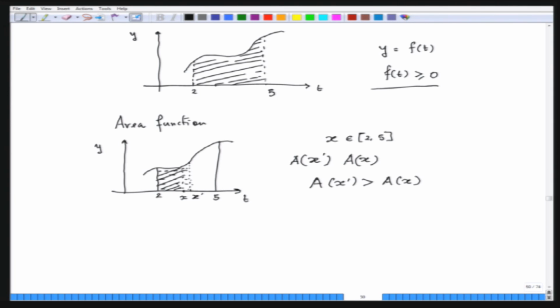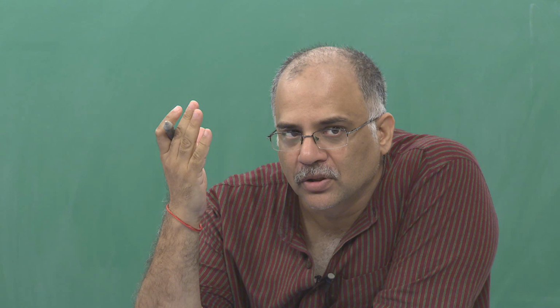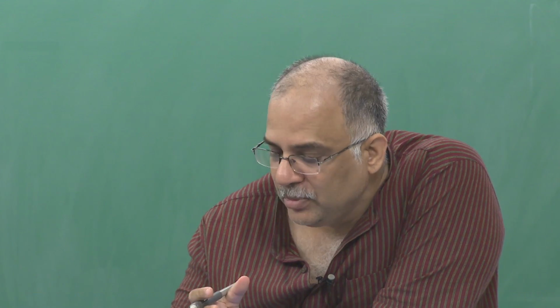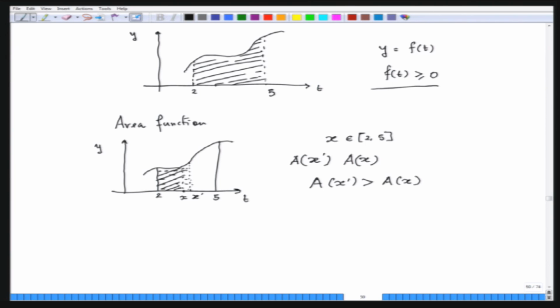Now, if I am trying to find an area by integrating the function f, the interesting question is, if I can think of such a function A of x, does A of x have a derivative? Is A of x a continuous function? Of course, by looking at the picture you can immediately guess that A of x would be a continuous function, because if I move from 2 to 5 in a continuous fashion, my area also changes in a continuous fashion. If I make x plus delta, the area also changes by that little amount.